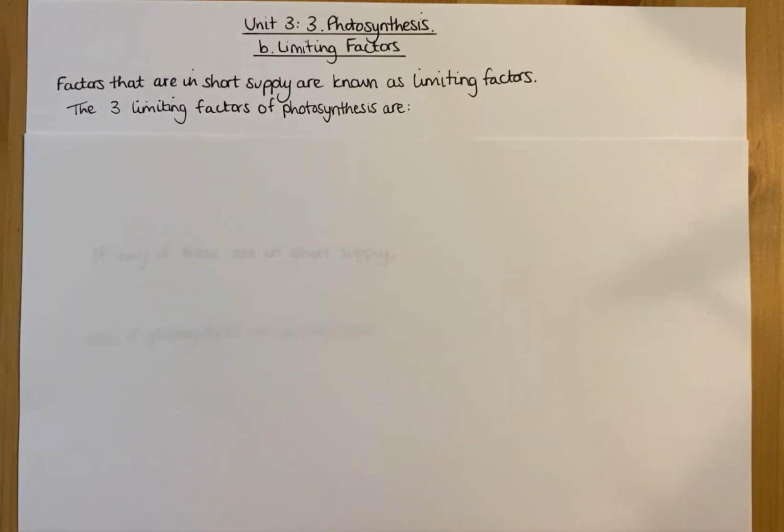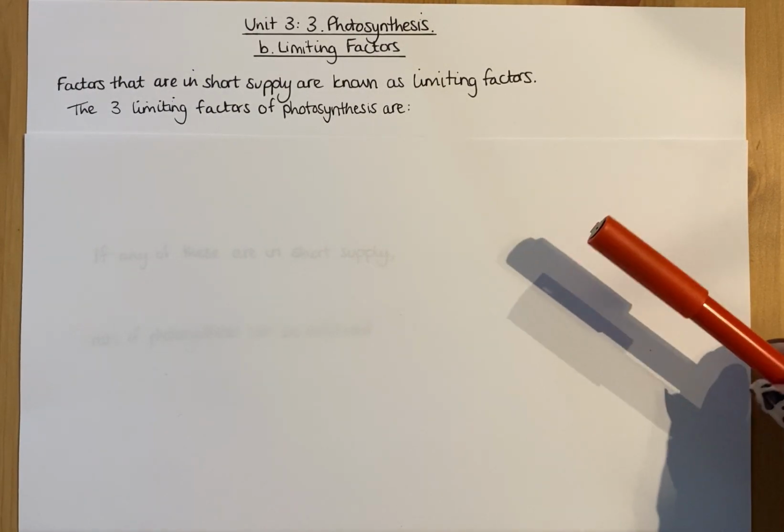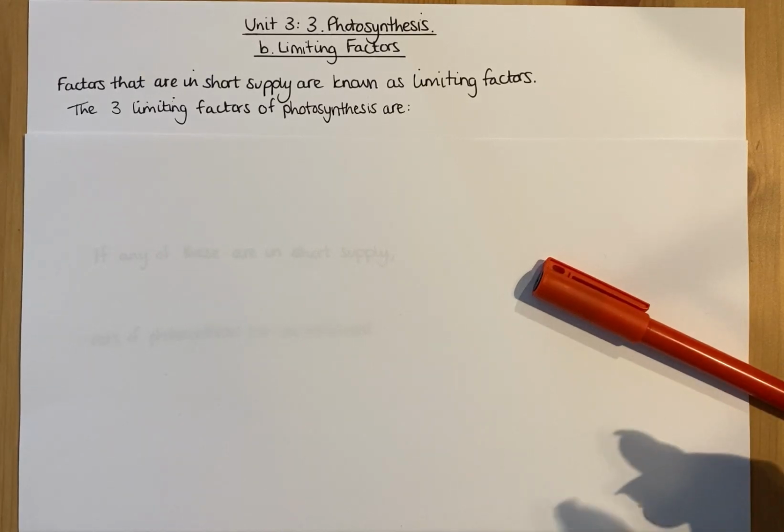This will be the second and also the last video in photosynthesis, so that's the third part of Unit 3 of the National 5 Biology course. So this is going to focus mainly on measuring rates of photosynthesis and also the limiting factors of photosynthesis. So you need to know what a limiting factor is.